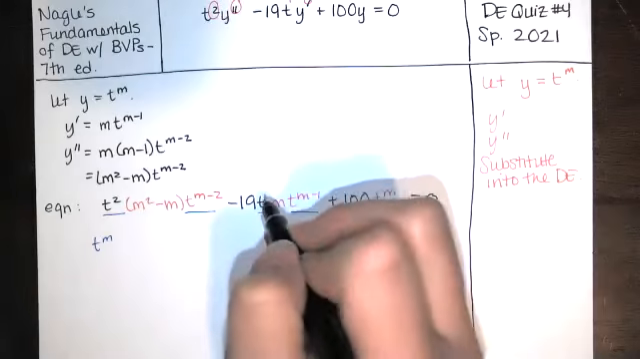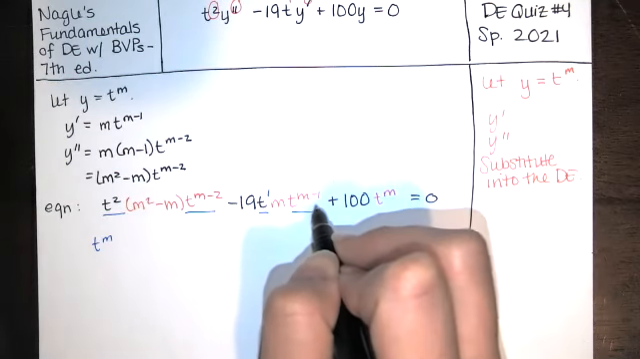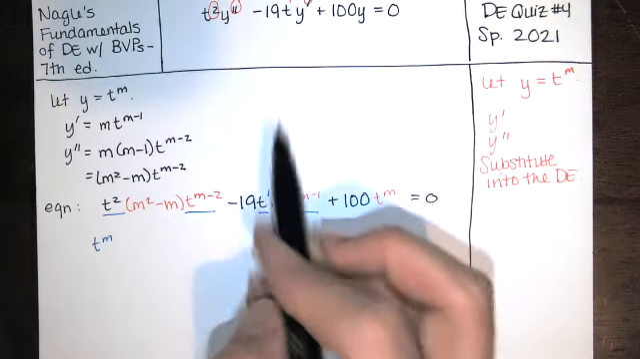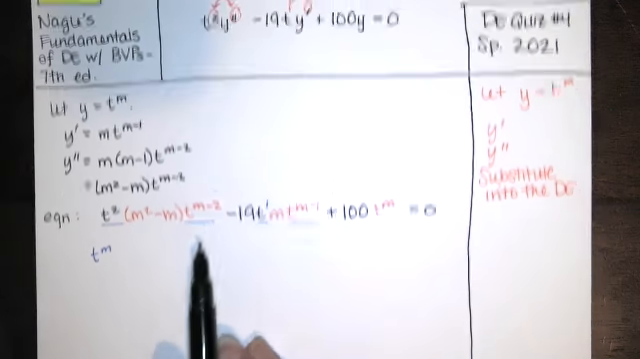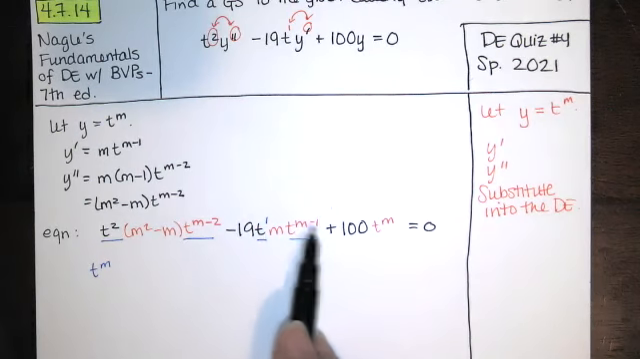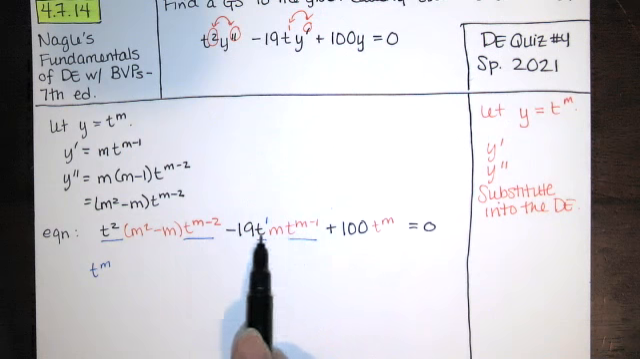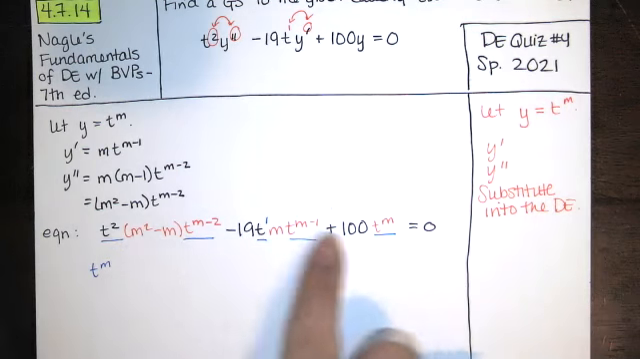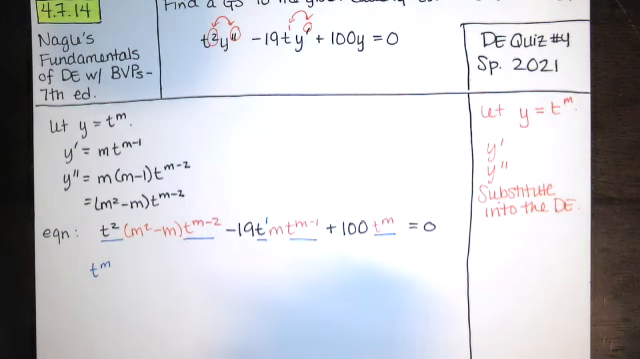Similarly, because of this t to the first here, because of the form of the Cauchy Euler equation, this power of t compensates for that decrease in the power of t that happened when we took the first derivative. So when we multiply these together, we get m minus 1 plus 1 for our exponent. That's going to be a t to the m as well. So all of these have a factor of t to the m. Let's factor that out.